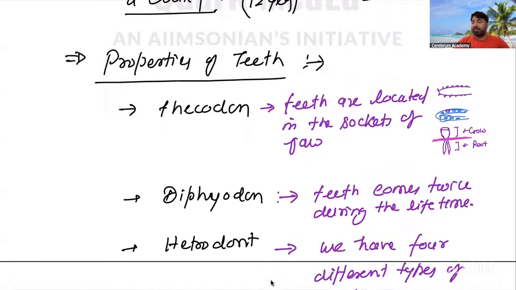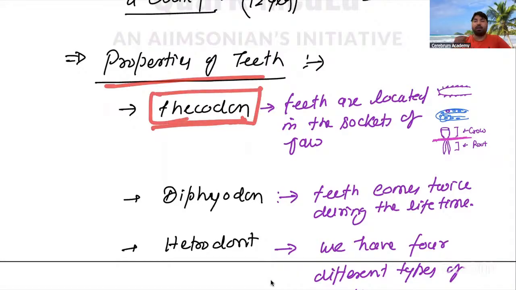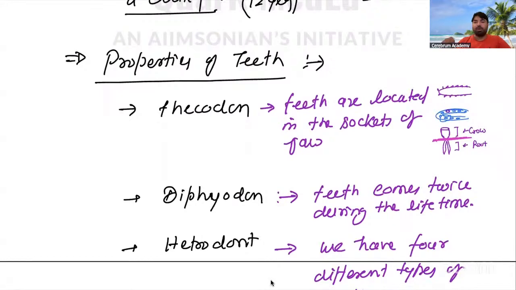Then we have three properties of teeth, like thecodont. Teeth are situated in a pit. We have our lower jaw, and this lower jaw has small holes, and the teeth fit in these holes. You're getting it? Let's say this pen is the tooth and this is the pit. Half of the tooth is inside the pit. So they are called thecodont for this reason. They are located in the theca or pit, right?